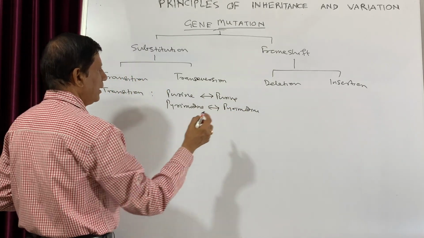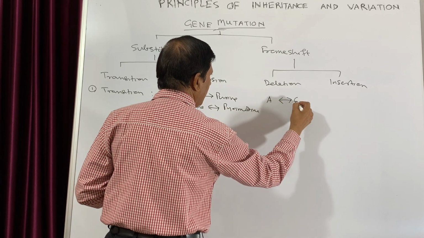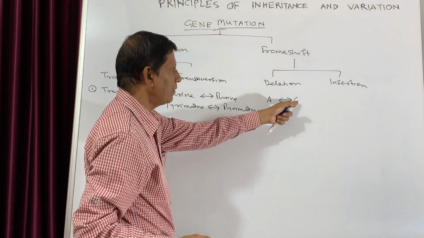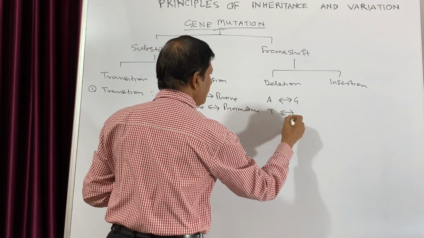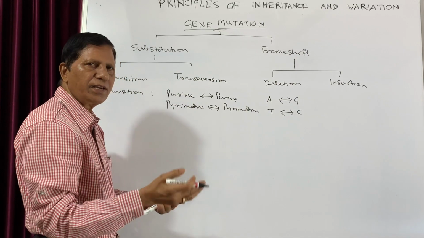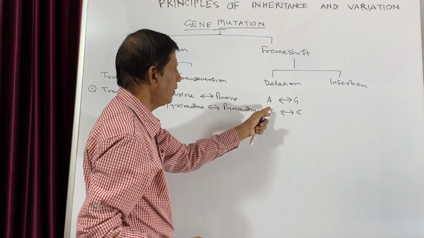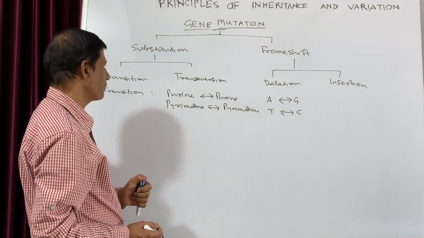That means A and G can alternate, that means A can be replaced by guanine or guanine can be replaced by A. Similarly, thymine can be exchanged with cytosine or cytosine can be exchanged with thymine. That means a purine is replaced by another purine or a pyrimidine by a pyrimidine. That is known as a transition mutation.